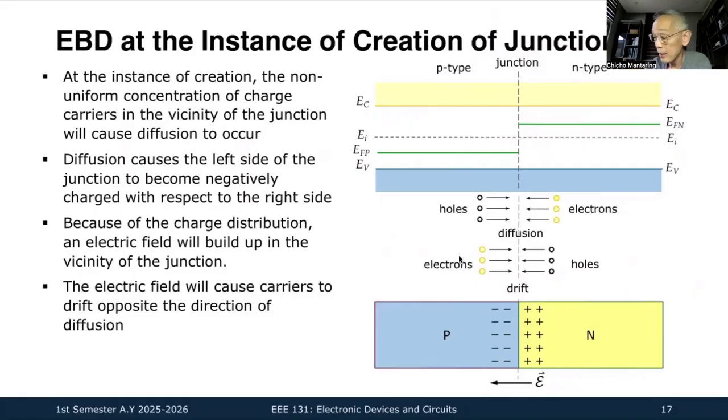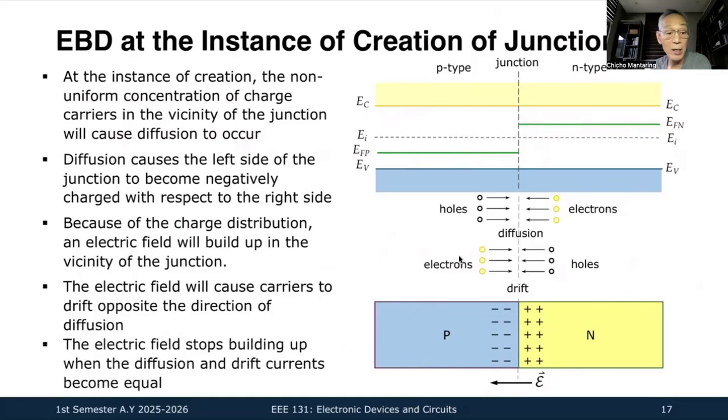But then there would have to be an internal electric field in this vicinity that will stay there. Because if this electric field disappears, okay, mag-uumpisa uli yung diffusion, magkakaroon uli ng difference in charge density profile, magkakaroon uli ng electric field, magkakaroon uli ng drift. No? So there has to be, at steady state, an electric field that will stay here. Okay, that electric field actually stops building up when diffusion and drift become equal.